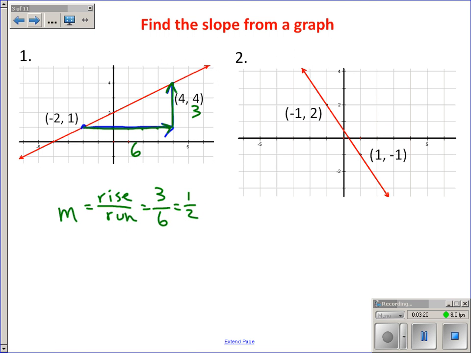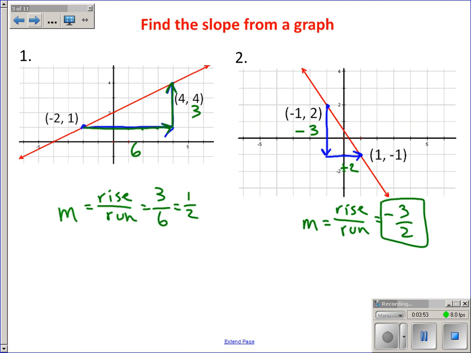Okay, number 2. Again, right here and here, it crosses the grid nicely. And so I'll go from left to right. So I'm going down first and then to the right. Now, when I'm looking at the rise here, I'm going down. And so the rise is a negative 3 because I'm going down. And the run is still a positive 2 because I'm going in the positive x direction. I'm going right. So the slope is still the rise over the run, which is a negative 3 over 2, which is the slope.